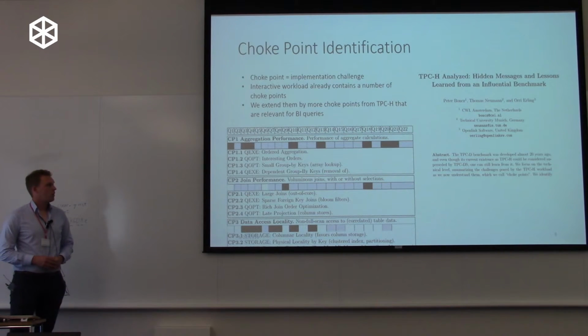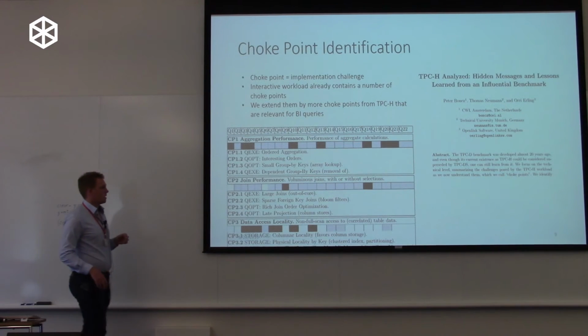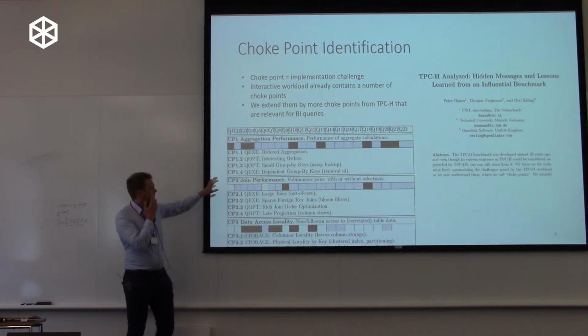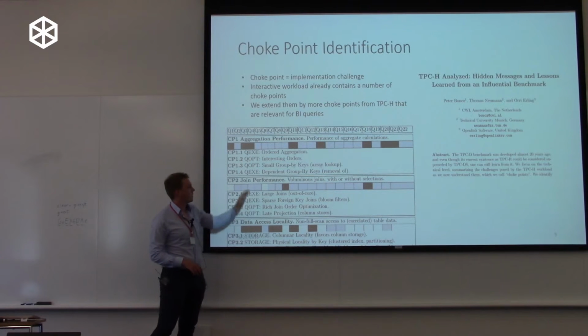And for the BI workload, we further extended that by also looking at choke points that are coming more from the relational world, in particular here from the TPC-H world. And here I just pasted an example of how these choke points are going to look. So here you can already see that those are more BI heavy, with the focus on aggregation performance here.